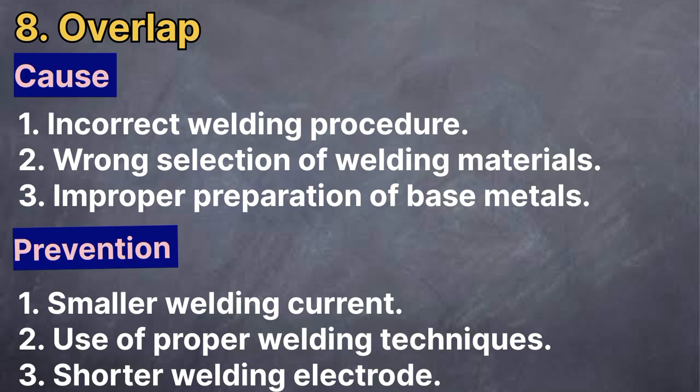Overlap causes and prevention. Causes: first is incorrect welding procedure. Second is wrong selection of welding materials. Last one is improper preparation of base metals. The prevention is first smaller welding current, use of proper welding techniques, and last one is shorter welding electrode.